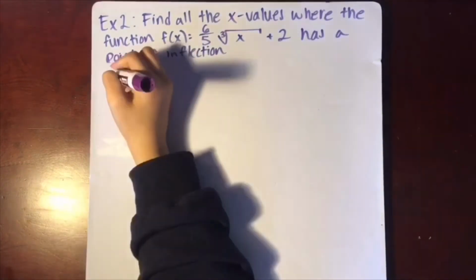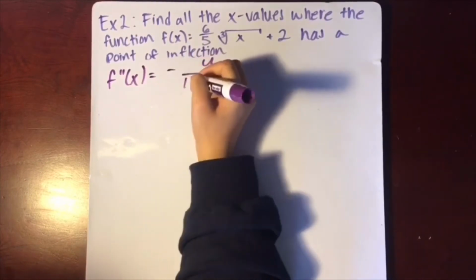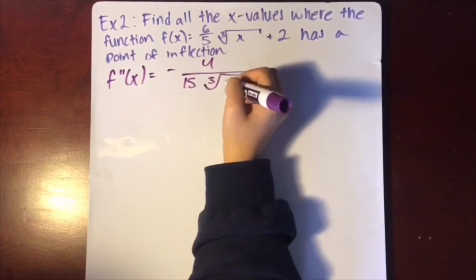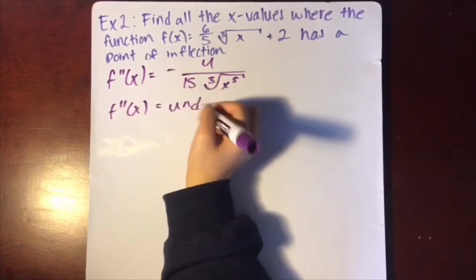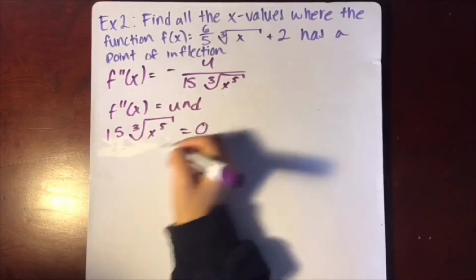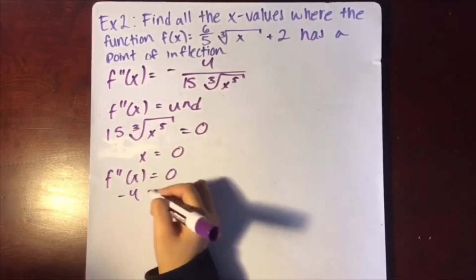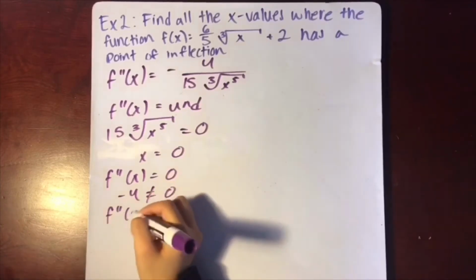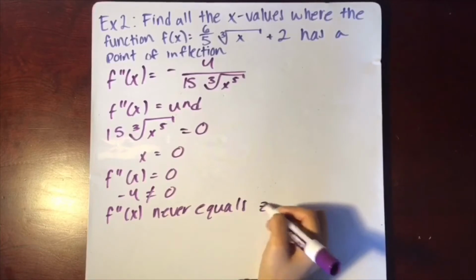Then set the second derivative equal to undefined to find the critical points. To do so, set the denominator equal to 0 because a number over 0 yields undefined. By setting 15 cube root x to the fifth power equal to 0, we find that f double prime of x is undefined at x equals 0. Then set f double prime of x equal to 0 to find the other critical points.